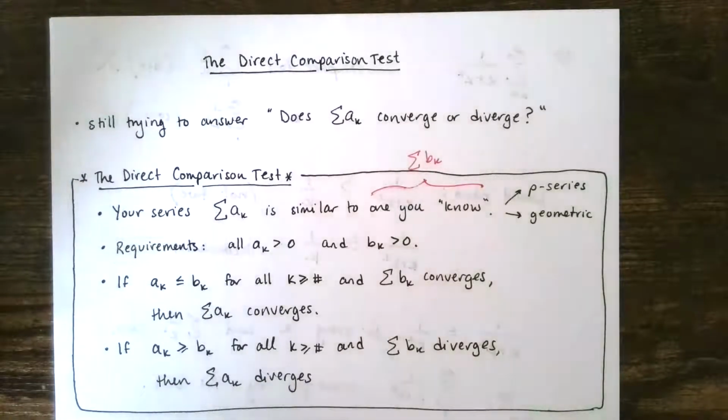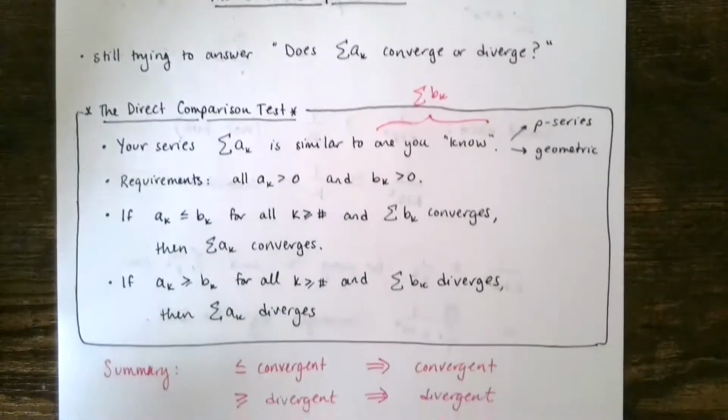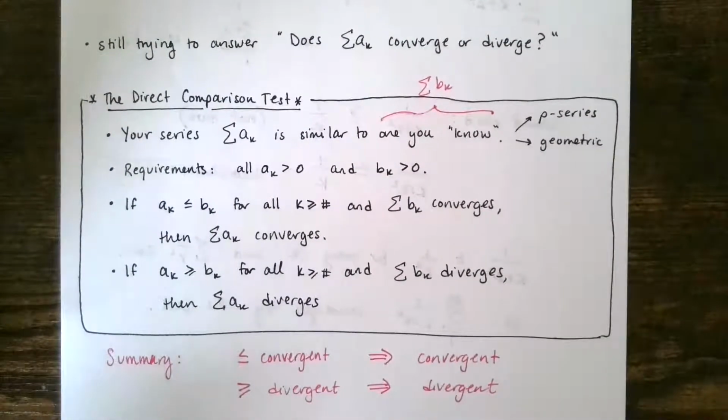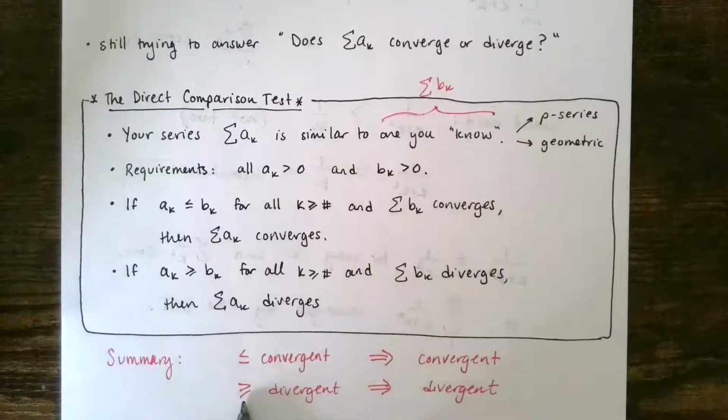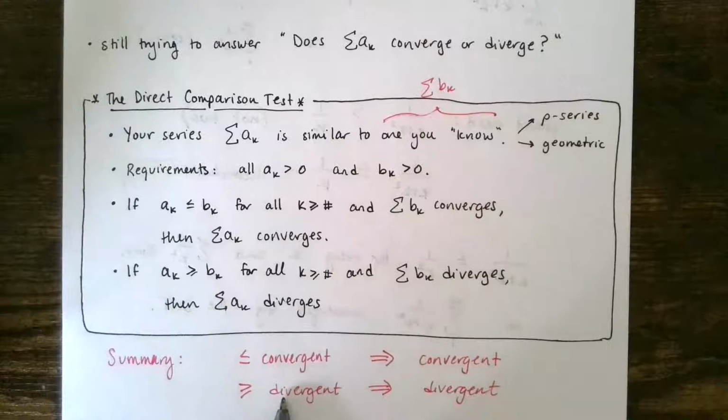Okay, so let's summarize this just a tiny bit, just to keep track of all the information that we have. Essentially, if you can show your terms are less than or equal to the terms of a convergent series, then you've proven that you're convergent. If you can show that your terms are greater than or equal to the terms of a divergent series, then you've proven that your series is divergent.